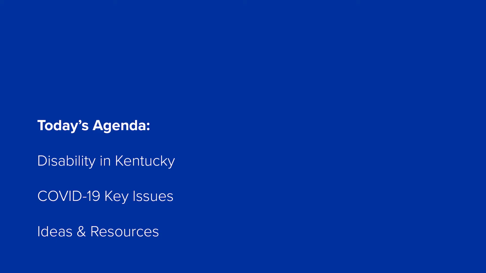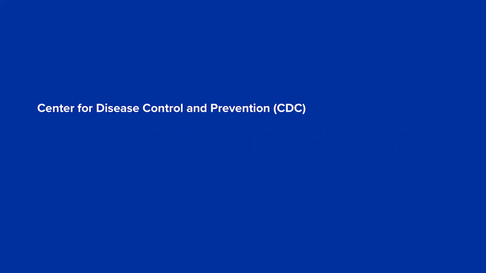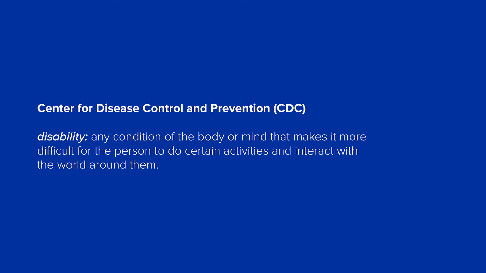So to start off, we need to find some common ground and a frame of reference when we're defining what disability is in the first place. The Centers for Disease Control and Prevention, or CDC, has a very nice definition of disability. A disability is any condition of the body or mind that makes it more difficult for the person to do certain activities and to interact with the world around them. In other words, the person has an impairment leading to limitations in activity and restricts full participation.